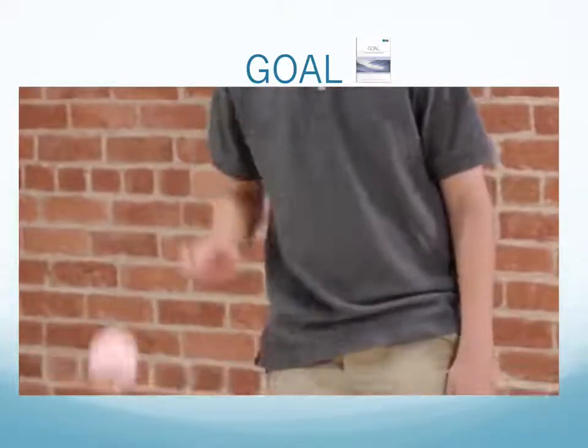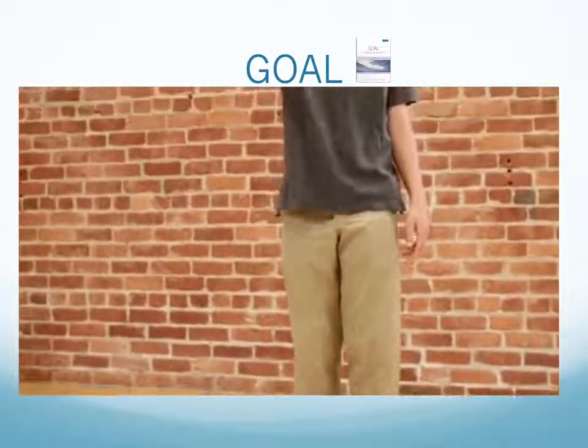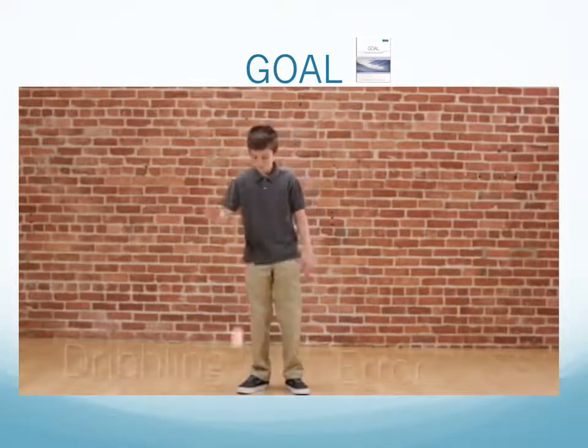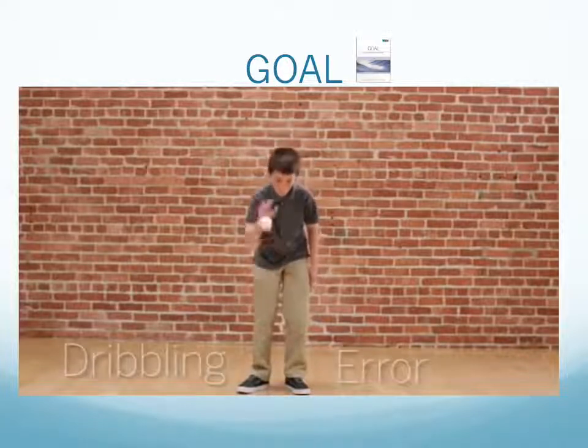In ball play, I count how many times Jacob dribbles the tennis ball in 30 seconds. I won't count any dribbles where he lets the ball bounce more than once before hitting it again with his hand.